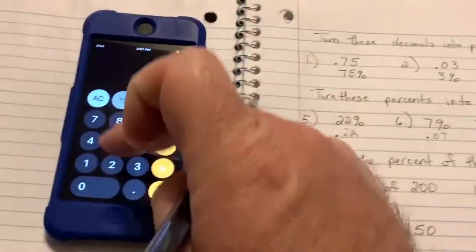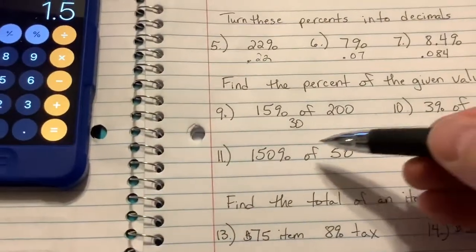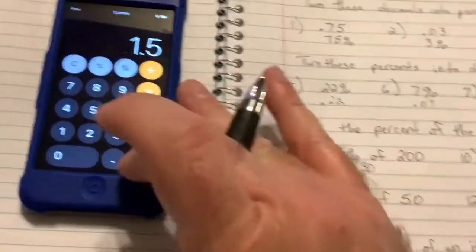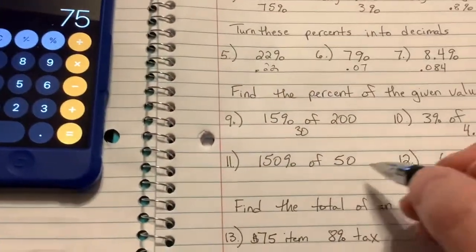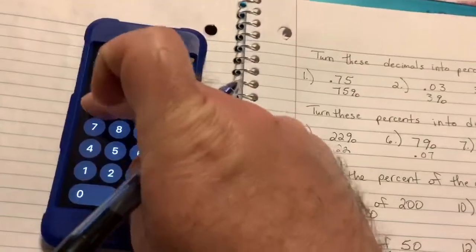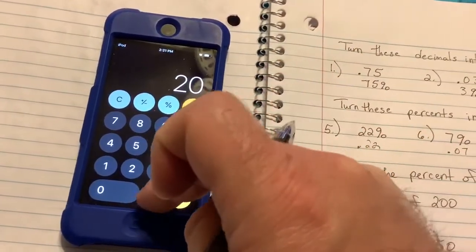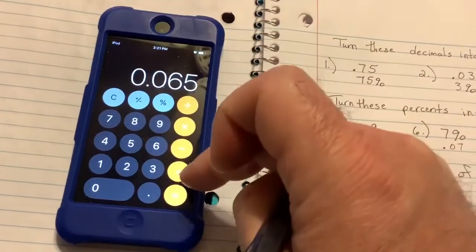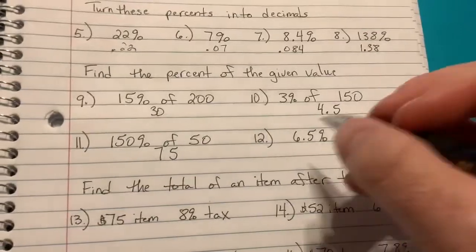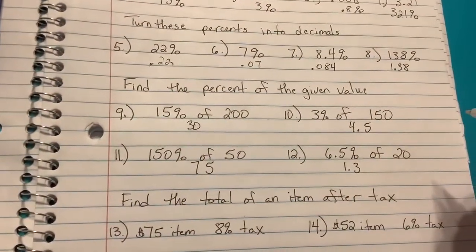150% of 50 is 50 times 1.5, because that 150%, remember, turns into 1.5. Move the decimal twice, 1.5. So you get 75. 6.5% of 20 is 20 times 0.065. You get 1.3.